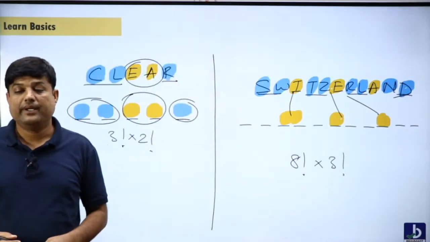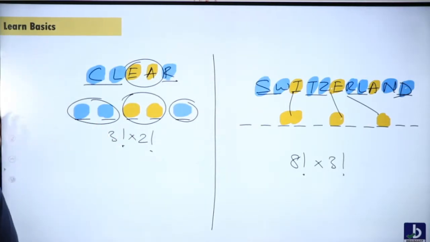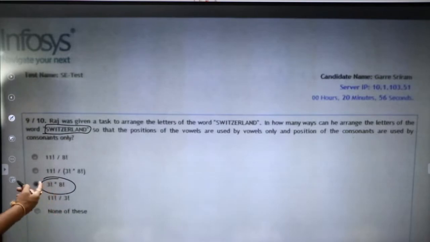Are you understanding, everybody? These kinds of questions are very commonly given to you. They were given like this. So the answer is 3 factorial into 8 factorial. This is the answer we have given.